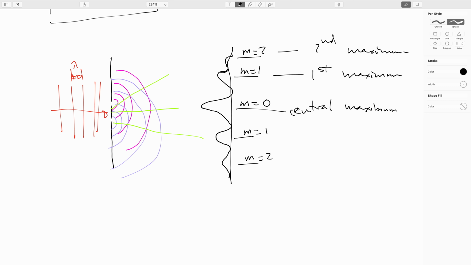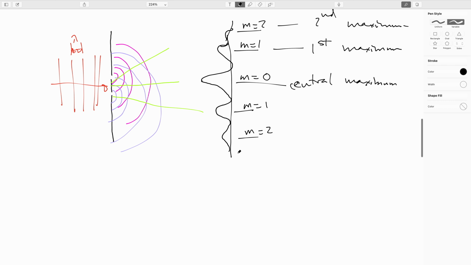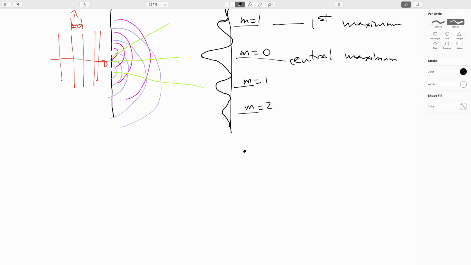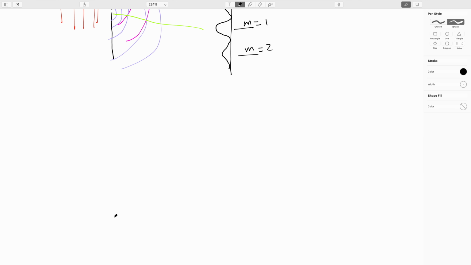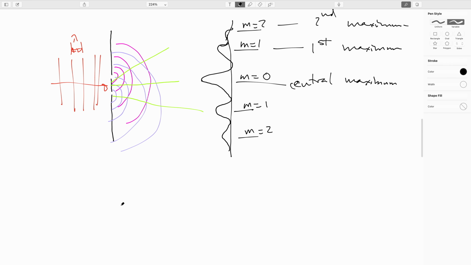All right, so can we figure out where to locate these? Yeah, absolutely. If we really zoom in on this, the deal here is that if we're going to have constructive interference, again, this is just like when we were doing sound waves in mechanics. The idea with constructive interference is that the difference in path length, say from here to here and here to here, has to be an integer number of wavelengths.